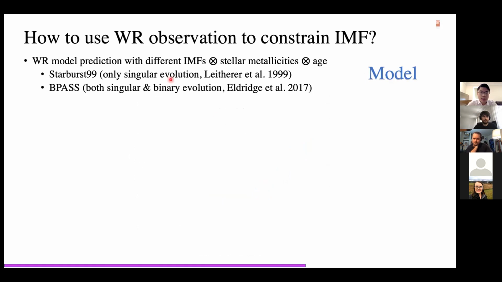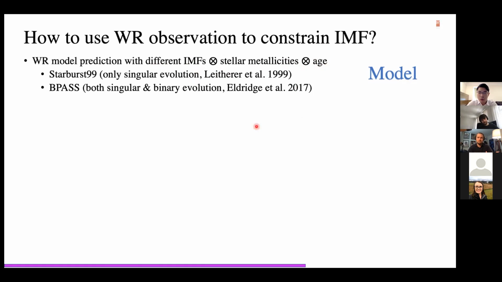Okay, how do we precisely use our WR observation to constrain the initial mass function? First, we introduce some stellar evolutionary models. One of them is the Starburst99 model, which is a classic one, but it only has single star evolution. And we also use BPASS evolutionary models. It has both single and binary evolution tracks. And both of these models provide many different model templates with different combinations of IMFs and stellar metallicities. And of course, we have a lot of different snapshots of them, which are basically the ages of the stellar templates.